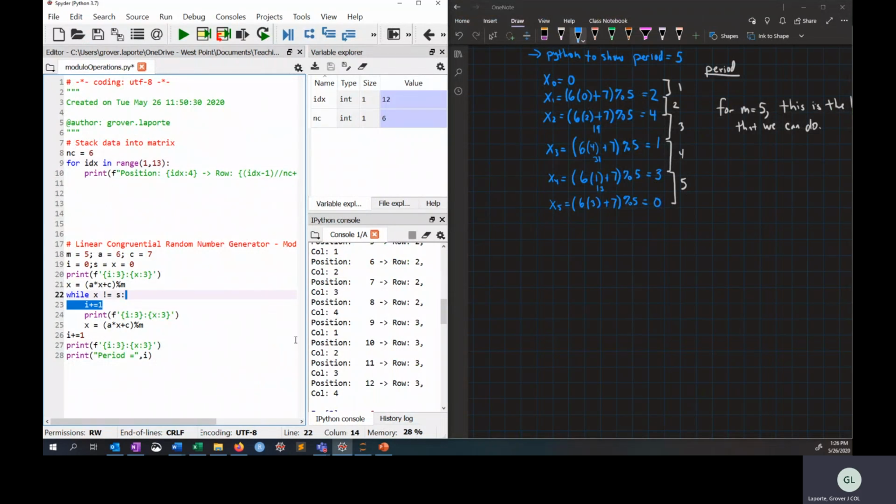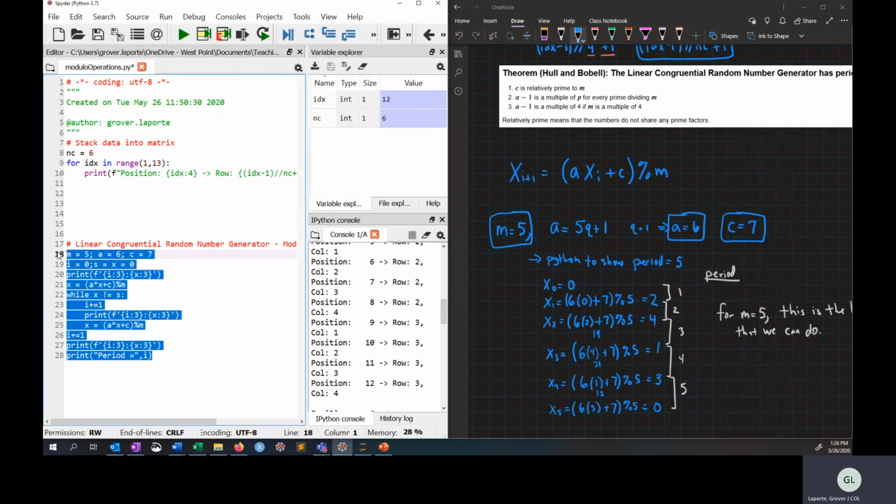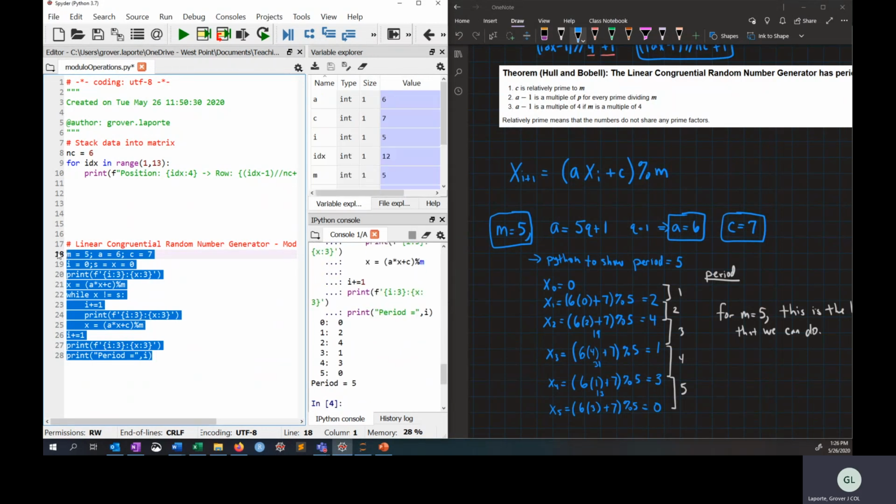And what I've done is I've written a little bit of code here that will do it for us, right? So it'll print it off over here for us. And so just make sure that we're doing what I said we were going to do. So m is equal to 5, a is equal to 6, c is equal to 7. Let's find out what the period is of that one. F9. You can see it gets, hopefully, the same numbers we came up with, right? So the first one's equal to 2, the second one's equal to 4, third one's equal to 1, fourth one's equal to 3, and the fifth one's equal to 0.